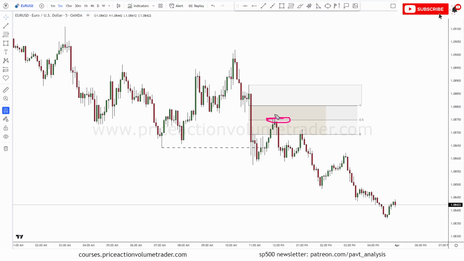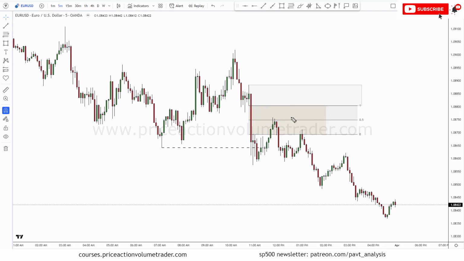Now, price could have perfectly come up and filled this all the way up here, and you could have looked for an entry here on the order block with a stop right here. But as you can see, fair value gaps give us earlier entries, because sometimes we did not get a pullback all the way up here.